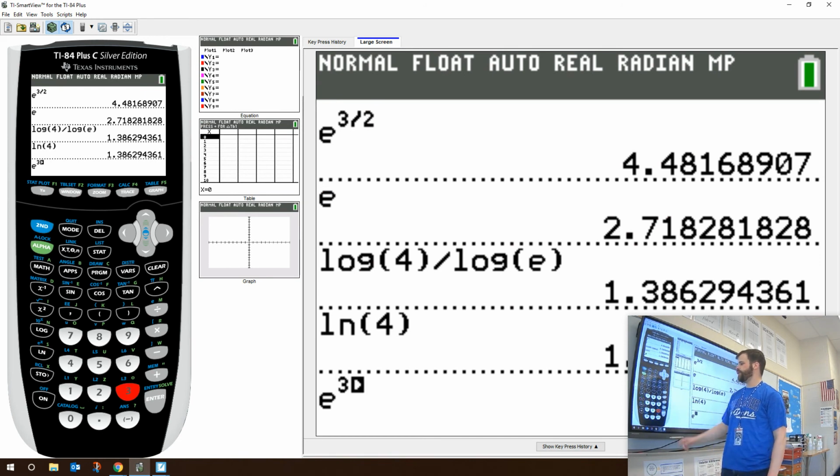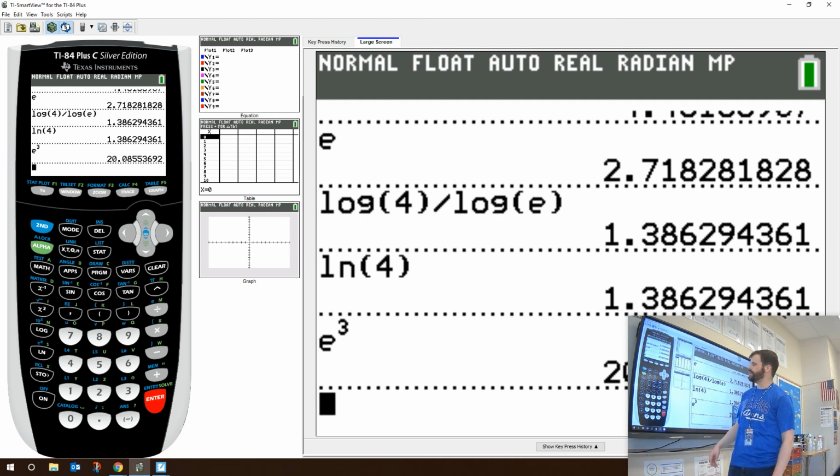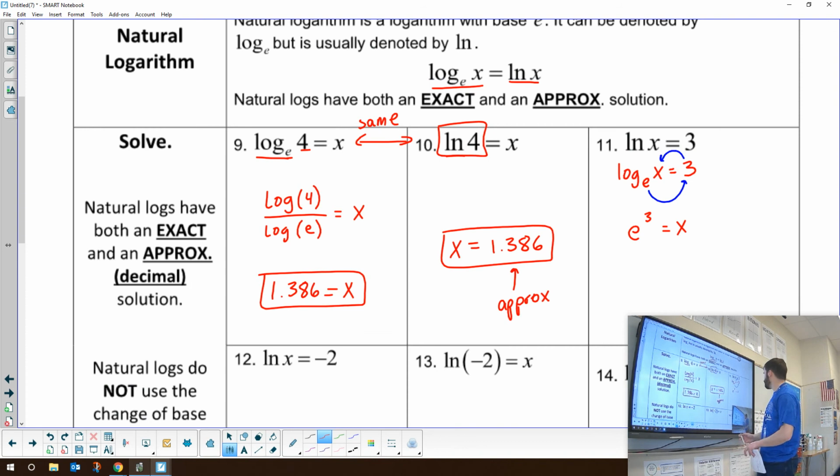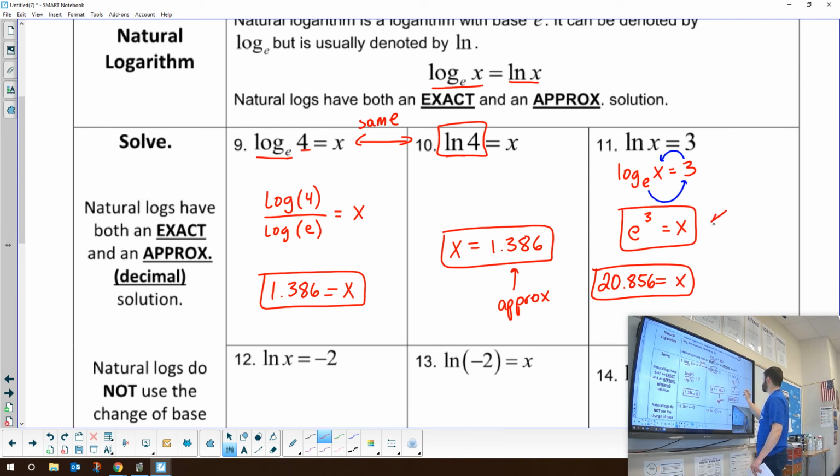And so I can go e to the power of 3, hit enter, and I get an answer, 20.0856, because it rounds up. So we're going to go x equals 20.086. So I'm going to have two answers. I'm going to have an exact answer right there like that, and we're going to have an approximate answer.